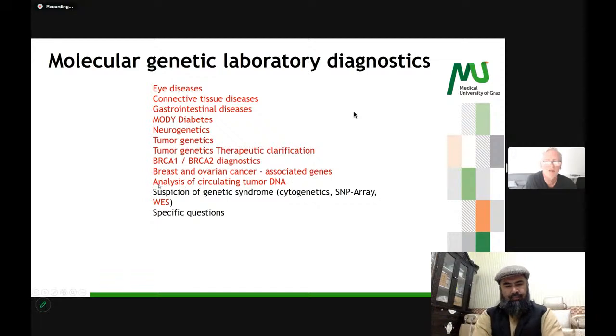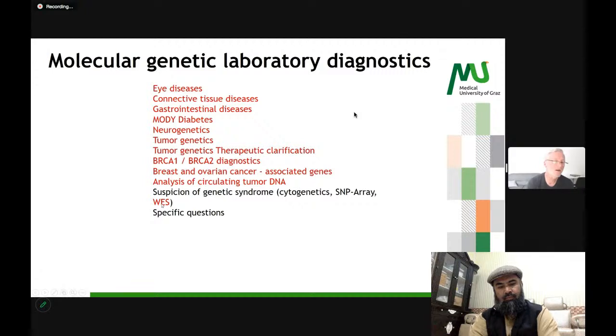We began this, I think, 10 years ago, but last year we were really, I would say, very special in Graz on this method. And that's why the suspicion of a genetic syndrome is still not in red, because it's usually not based on next generation sequencing. The analysis is still done classically with cytogenetics and sometimes with SNP array, but more and more, of course, on whole exome sequencing as well.